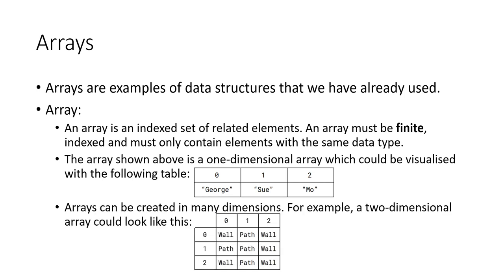And we can have multi-dimensional arrays. So you can have a 2-dimensional array there, again storing some sort of string, possibly wall and path, to make some form of maze, possibly. And this time you've got 2 indexes that you have to use to access the various different parts. So this middle path area here, I'll just get.